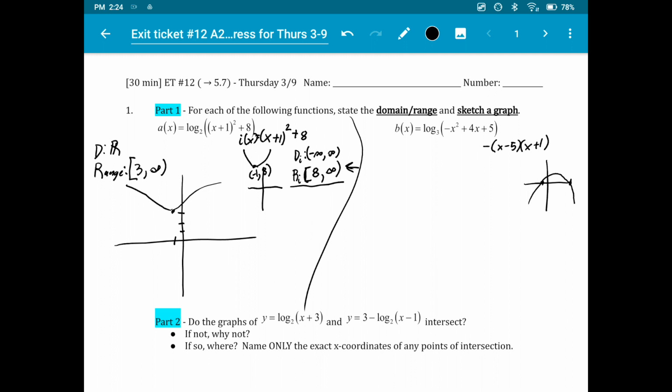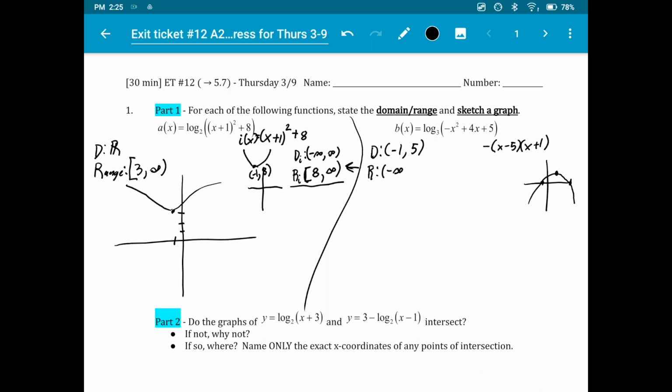So the domain of b of x is -1 to 5. I do not include -1 or 5 because those points would be 0, and log base 3 of 0 is not defined. To find the range, I look at what happens as I get close to -1 and 5. And in both cases, I'm getting close to 0 on the inside function, which means my range is going down to -infinity. And then I need to know the top point where this inside function gets.